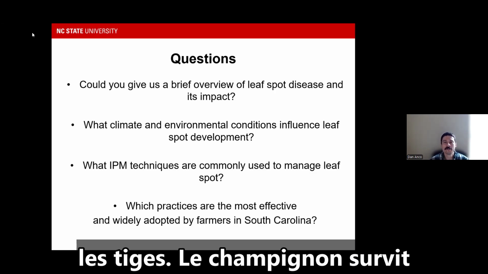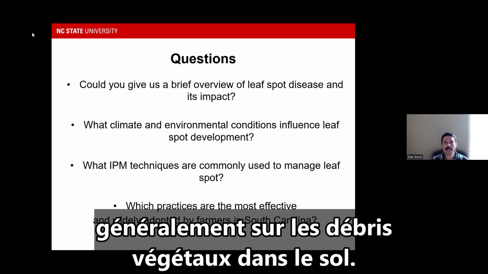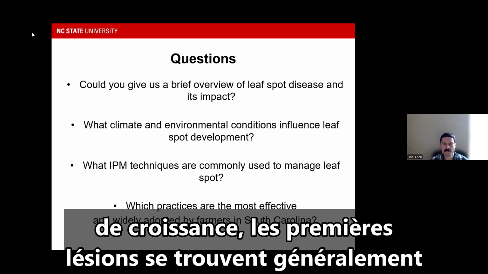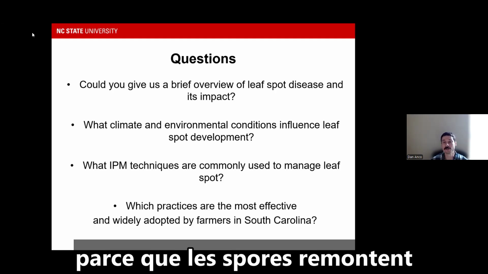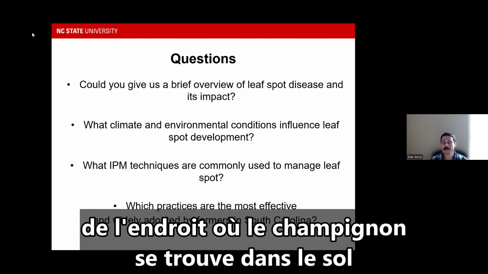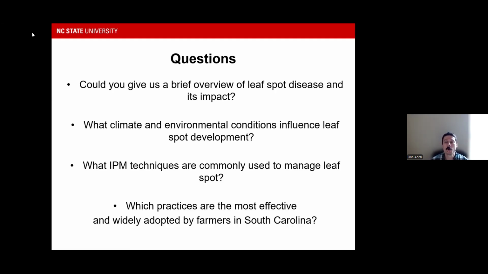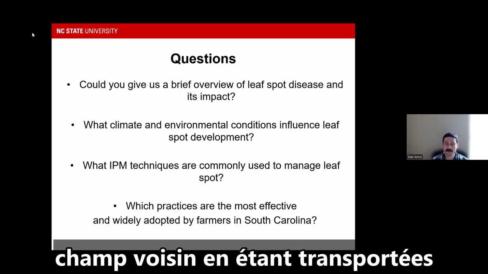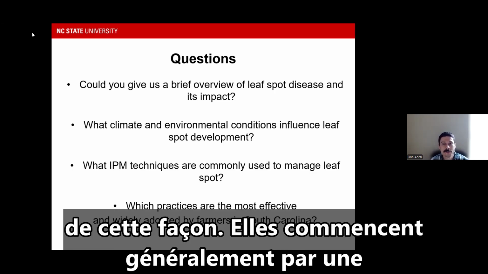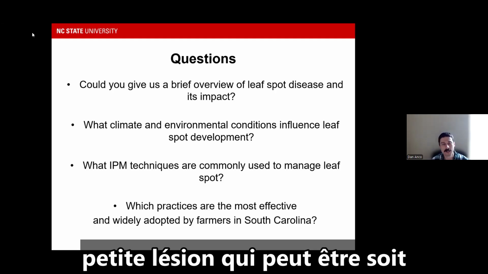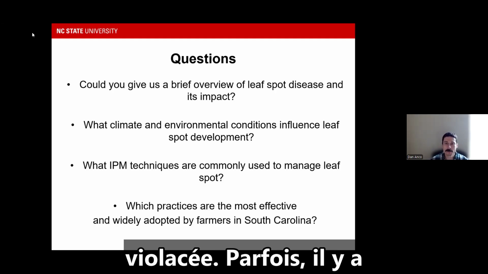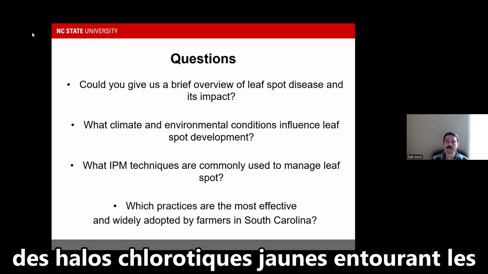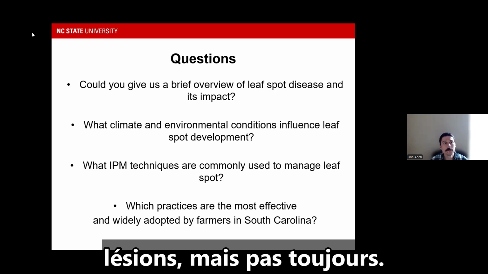The fungus survives typically on plant debris in the soil, and so at the beginning of the growing season, the first lesions are typically found in that lower part of the canopy because the spores are coming up from where the fungus is there in the soil, when it is not coming in from a neighboring field, being blown that way. And so it'll typically start as a small lesion that can either be black or maybe dark brown with a hint of purplish color to it. Sometimes there are yellow chlorotic halos surrounding the lesions, but not always.